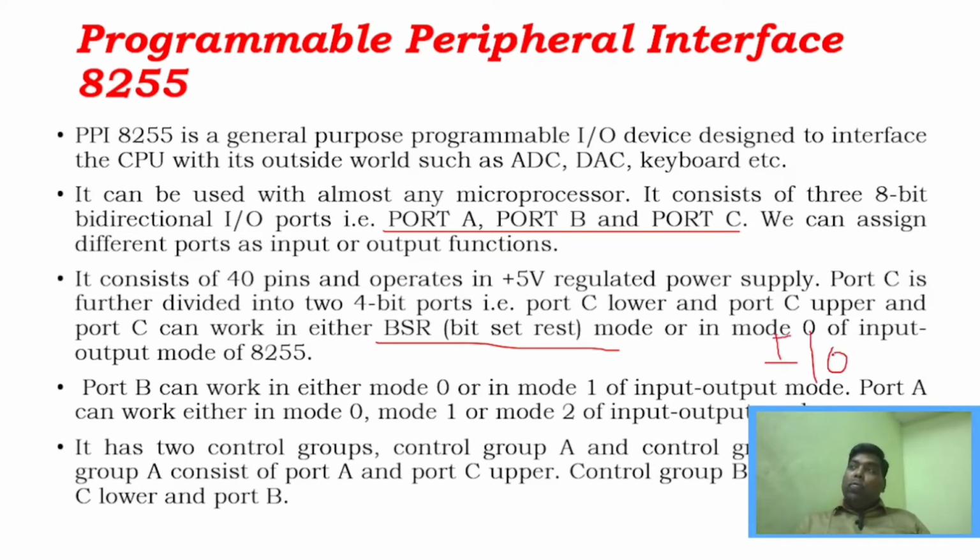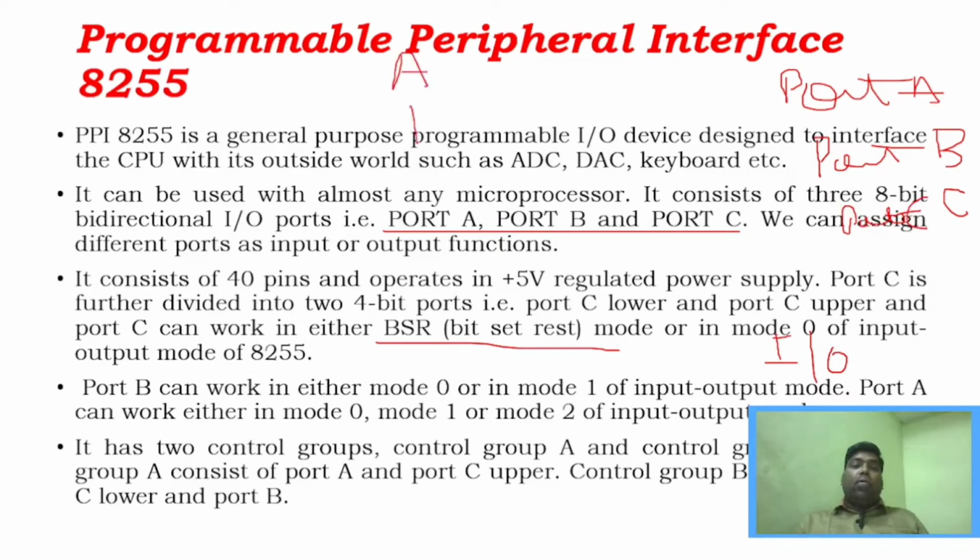And I'll come to the IO modes a little later, that is, what are the different ports that work in different IO modes. We will come to that a little later. But as of now, port A, port B and port C. These are the three different ports. And these three different ports we can configure into two different control groups, that is control group A and control group B. So how can I separate this control group A and control group B?